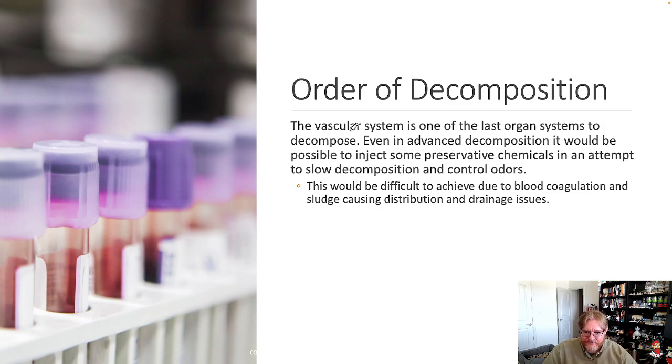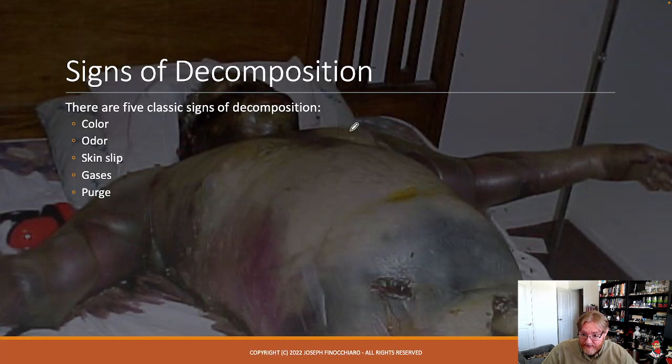The vascular system is one of the last organ systems to decompose. Even in advanced decomposition, it would be possible to inject some preservative chemicals in an attempt to slow decomposition and control odors. This would be difficult to achieve due to blood coagulation and sludge causing distribution and drainage issues. But that doesn't mean you don't try.